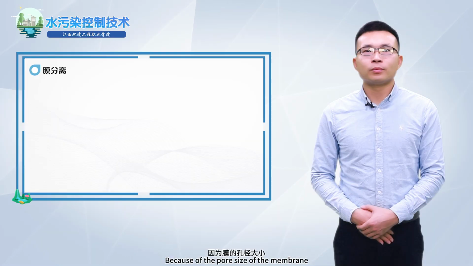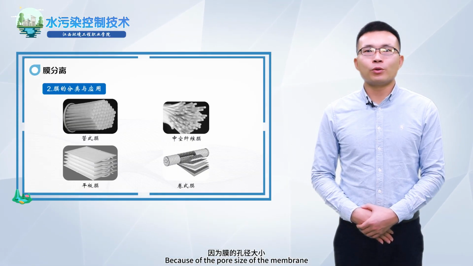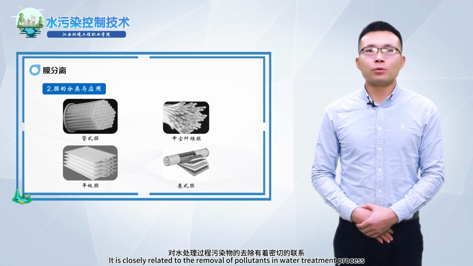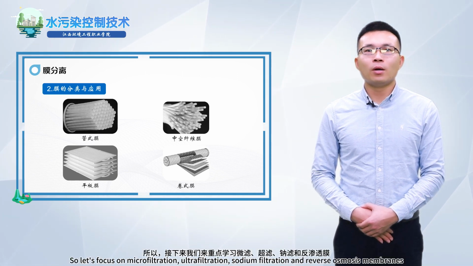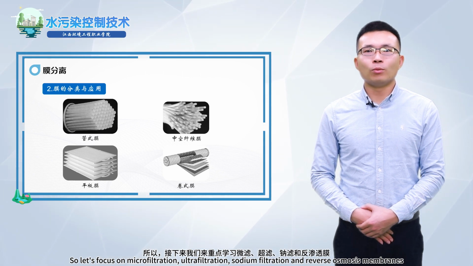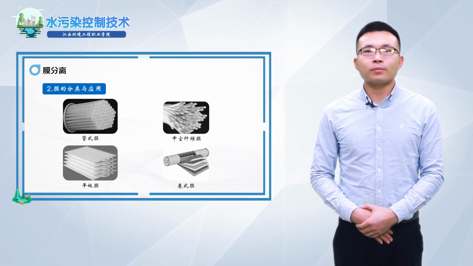Because the pore size of the membrane is closely related to the removal of pollutants in the water treatment process, and even to a certain extent affects the removal effect of pollutants, let's focus on microfiltration, ultrafiltration, nanofiltration and reverse osmosis membranes.